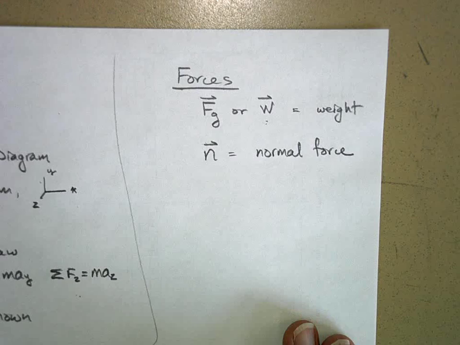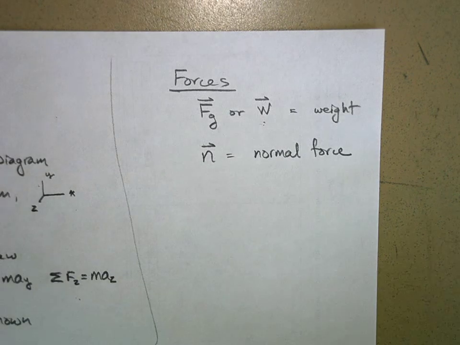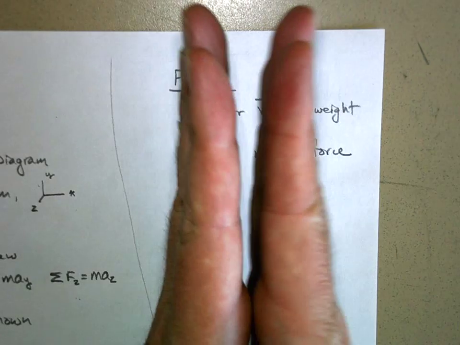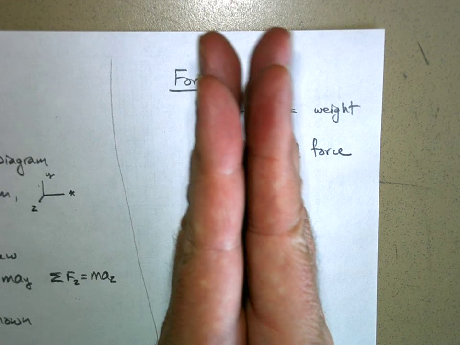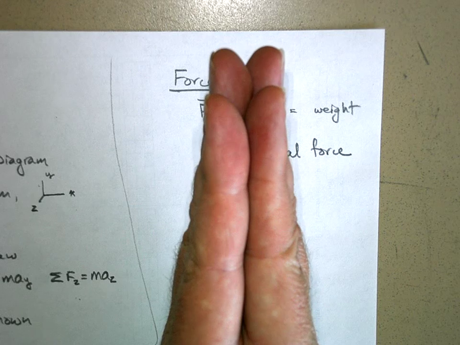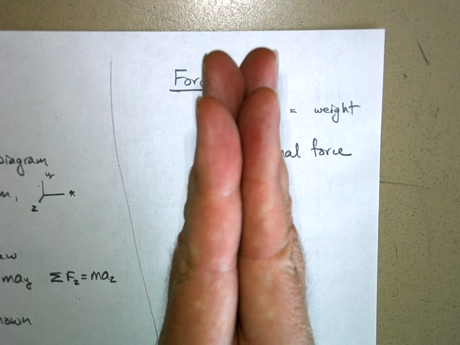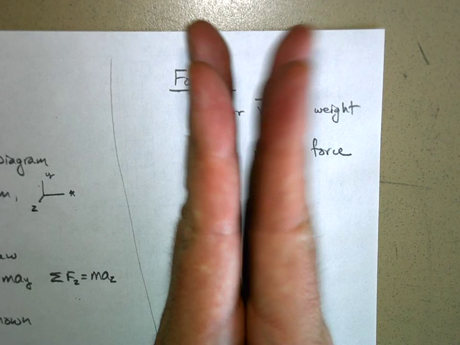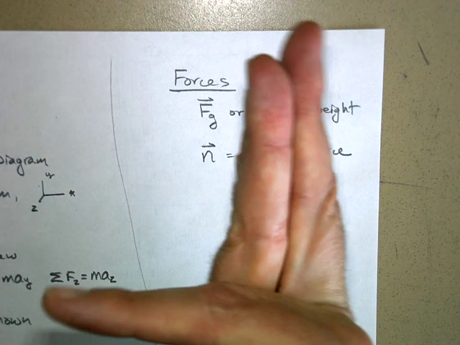Okay, a normal force is this. If I've got two surfaces that are pressed together, it is the interaction force between these two surfaces that is perpendicular to those surfaces.